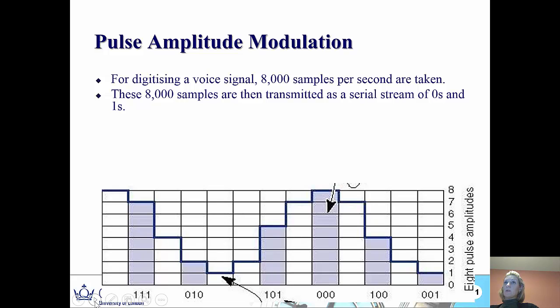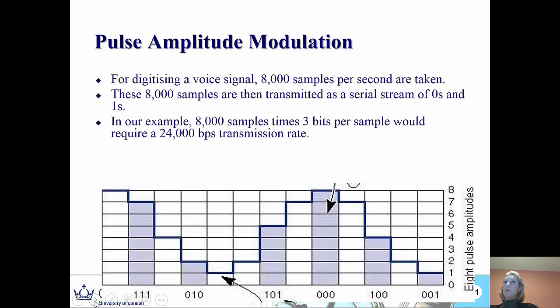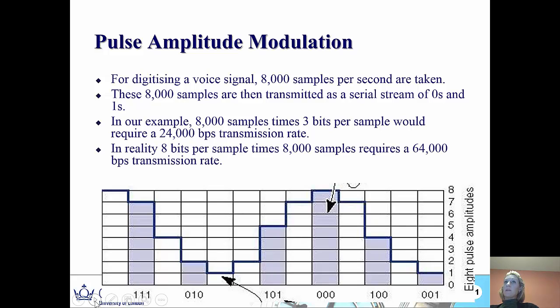And when these 8,000 samples are then transmitted as a stream of zeros and ones, we want to transmit our electrical pulses in the form of binary digits 1 and 0. So 8,000 samples times 3 bits per sample would require 24,000 bits per second transmission rate. In reality, we have 8 bits per sample and 8,000 samples per second, so 64,000 bits per second is the transmission rate.